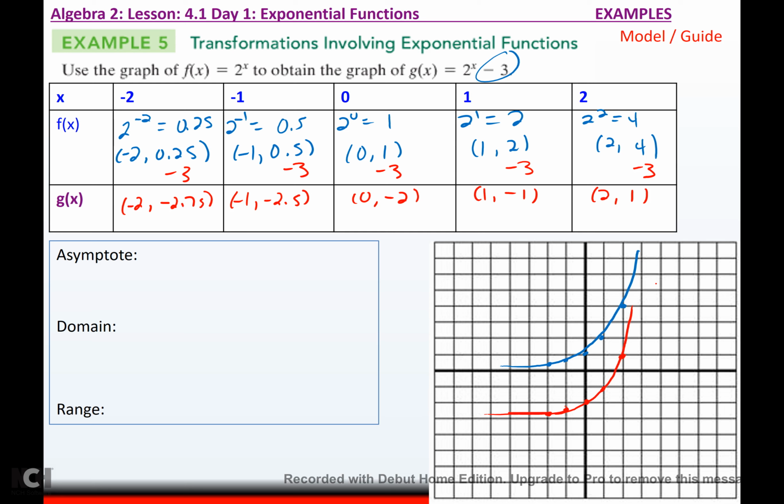So my asymptote is now going to shift down 3 units. So my asymptote is going to be at y equals negative 3. My domain is still going to be negative infinity to infinity, but now my range, mother, goes from 0 to infinity. This one is going to go from negative 3 to infinity. Okay?